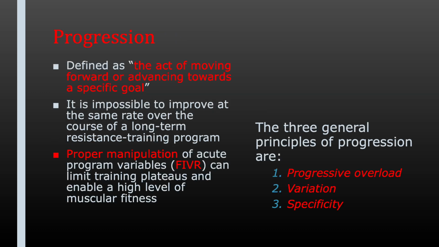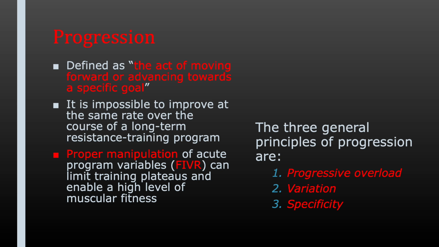The final critical variable in our 7 variables, progression, defined as the act of moving forward or advancing towards a specific goal. It is impossible to move at the same rate over the course of long-term resistance training, meaning you will not have a linear incline of performance improvements over time. It'll be more like a roller coaster. Improvements will be up and down throughout your entire program.